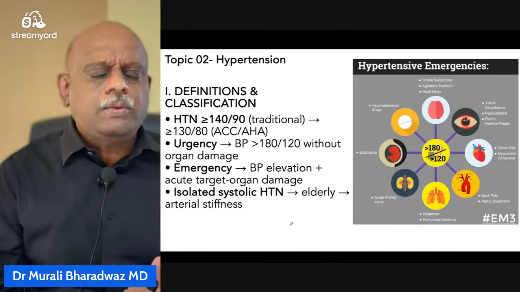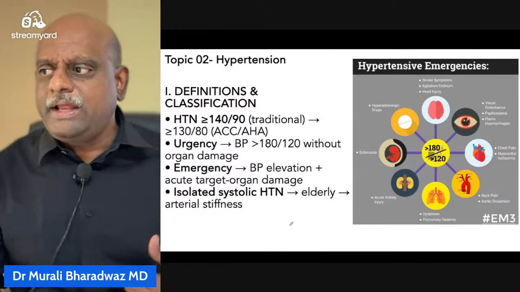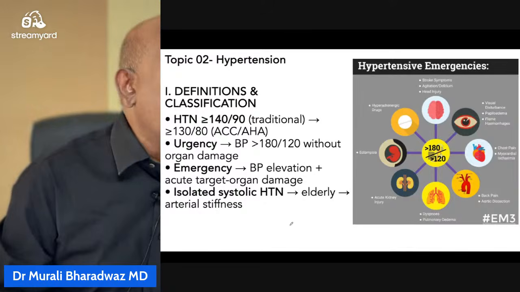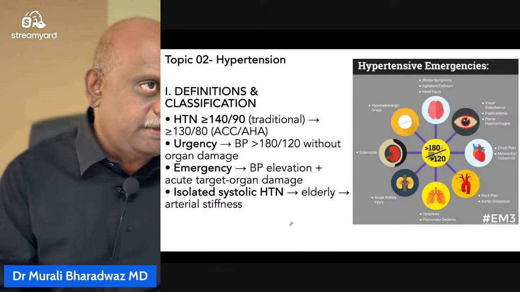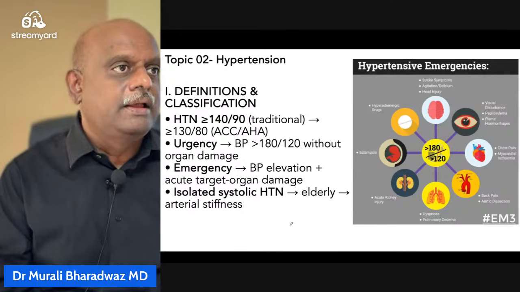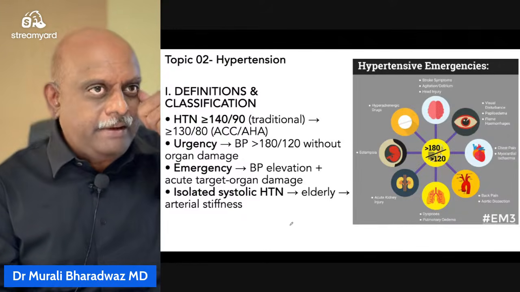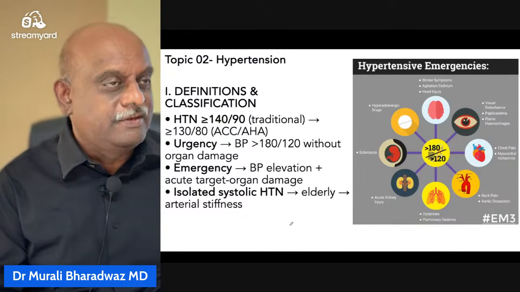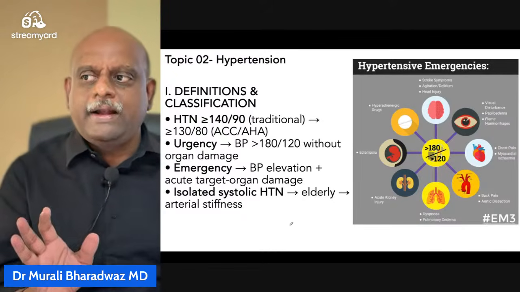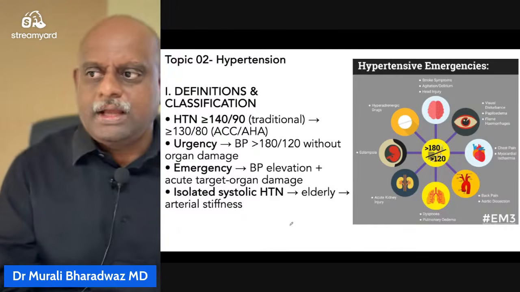What is the hypertensive urgency, emergency? You need to be sure. Any BP more than 180 by 120 without organ damage, you call urgency. What is organ damage? Renal dysfunction or papilledema or any heart attack. Without any organ damage, only more than 180 by 120 is urgency.